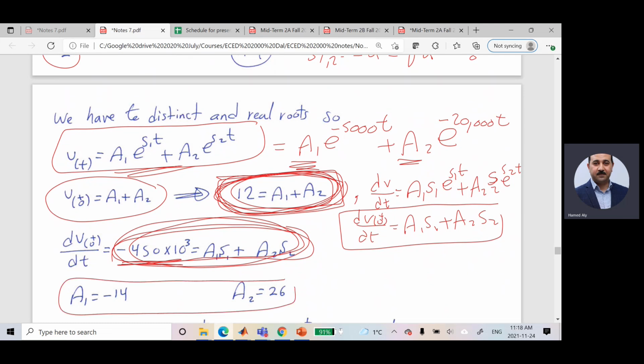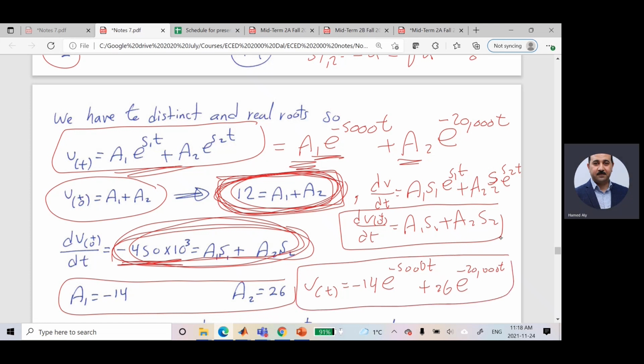Don't leave them. Write the equation of the voltage. V of t, because this is what I need, is equal to A1 times e to the power negative 5,000 t plus A2 times e to the power negative 20,000 t. This is V of t.